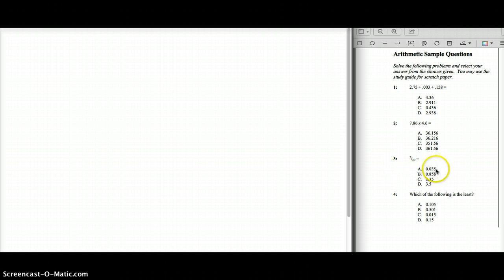Alright, number 3 reads 7 over 20. What does that mean? Hopefully we remember. This is a fraction, right? All a fraction really means, guys, is that we're dividing. This means 7 divided by 20, or 7/20ths. So if we took something and divided it into 20 equal pieces, and took 7 of those pieces, we'd have 7/20ths of something. How we figure this out and put this in decimal form is we do long division.